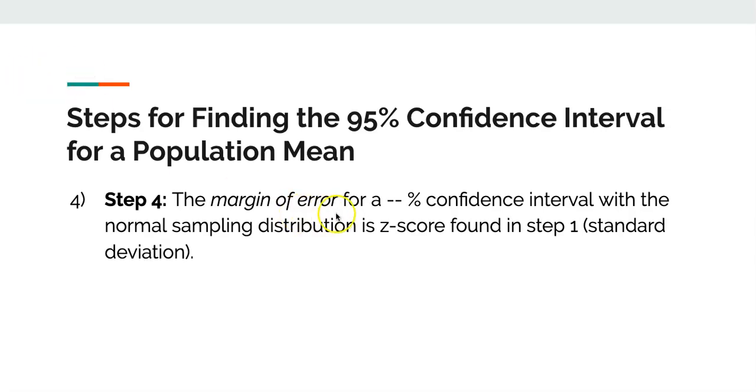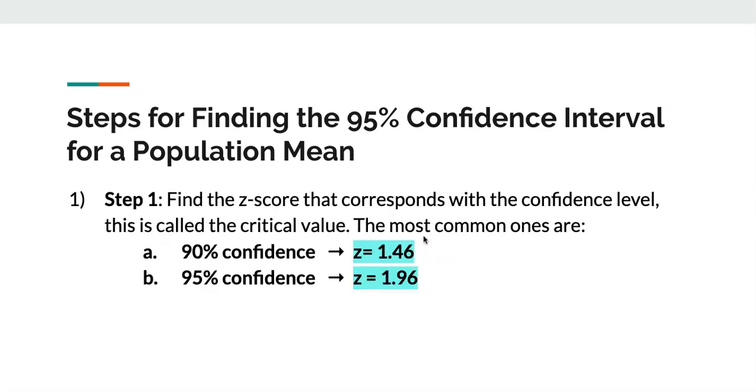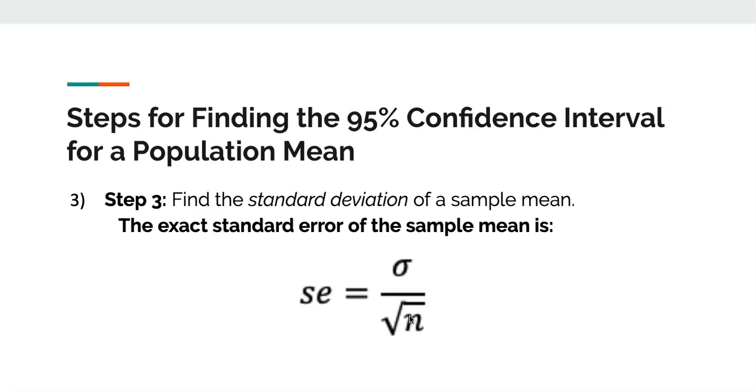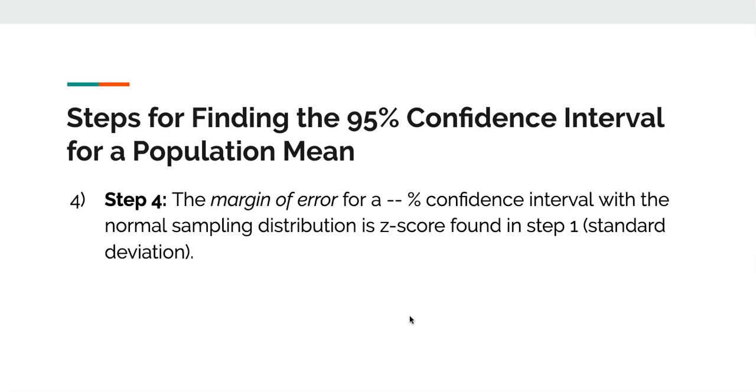The margin of error for blank percent confidence interval, and that depends, like if it's 95%, you're going to multiply the z-score of 1.96. If it was a 90%, then you're going to multiply by 1.46. If it is 99%, you're going to multiply that standard error by 2.58. Depending on the confidence level, you're going to multiply the standard error by that z-score, and that number that you got is called the margin of error, okay? Now, what do you do if you have the margin of error?